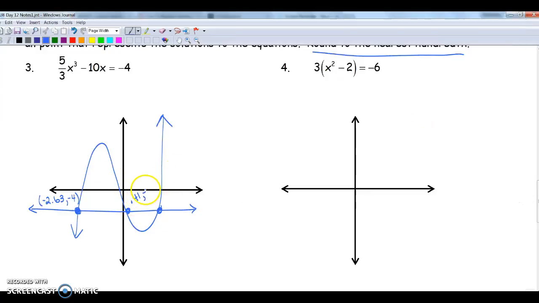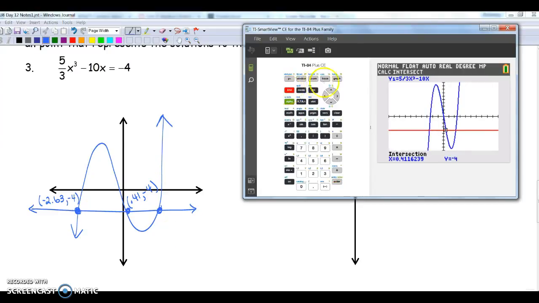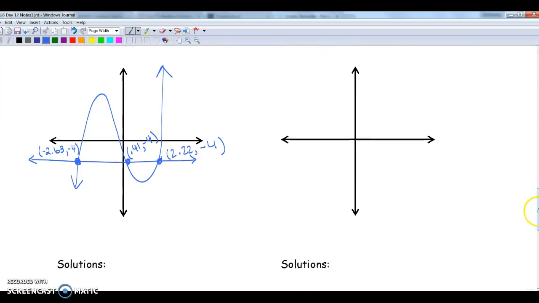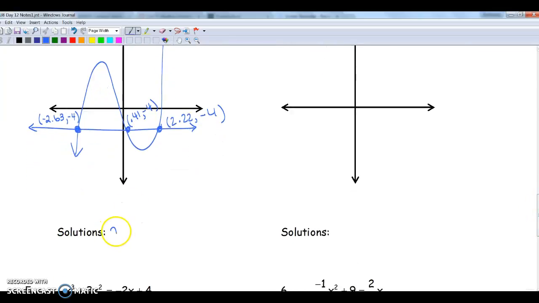When you label the graph, I am interested in both the x and the y. It's just the answer, I'm only interested in the x. And now we're going to do it a 3rd time. Second trace intersect. And if we move over to the far right, hit enter 3 times, once, twice, 3 times, we're going to get 2.217, so that'd be 2.22, negative 4. So 2.22, negative 4.